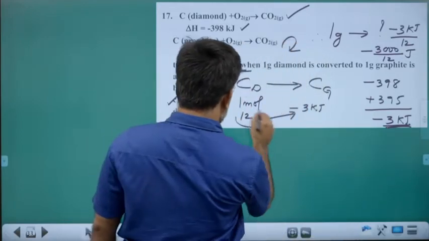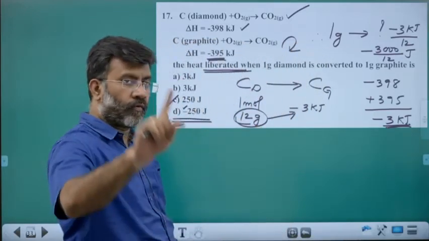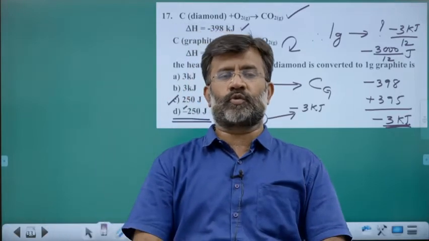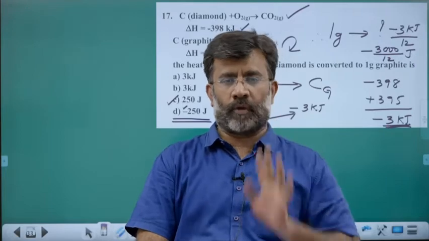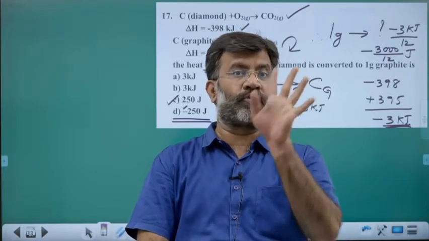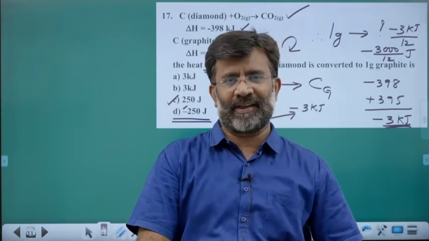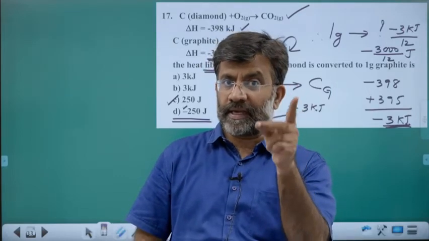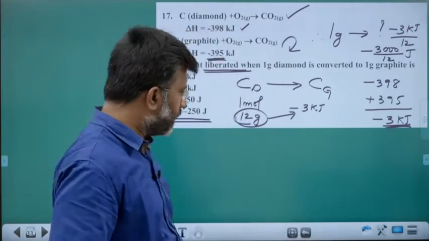That is for 1 mole, that is 12 gram. For 1 gram they are asking. So it is minus 3 kilojoule, that is minus 3000 joule divided by 12. So you will get minus 250. But the answer is 250. Why? In the question itself it is commented heat liberated, so no need of any sign. Next one.